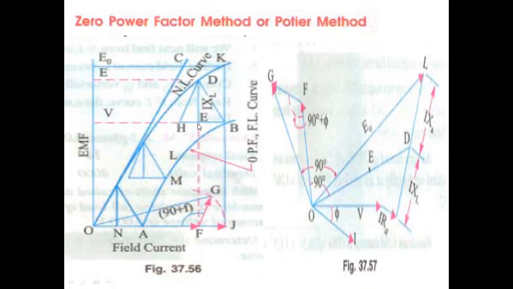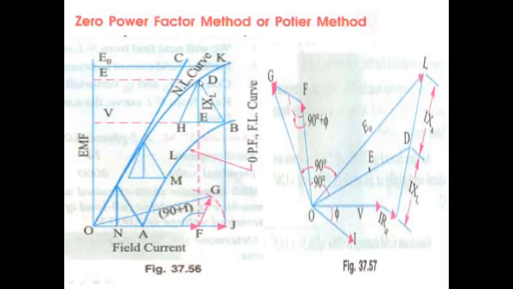After that, we have to connect this line to D, such that this triangle is equal to this triangle, which is tangential to the NL curve. This is the NL curve, and tangential to the NL curve, we have to draw H up to D. Hence we get a point on the no load curve. We are getting a point D on the no load curve.